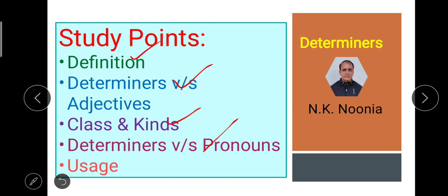The reason being, some words can be used as a determiner as well as a pronoun, and we must be capable to analyze them and, if need be, we must be capable to use the same word in 2 ways, one as a determiner, another as a pronoun. So from this point of view, this video is going to be very much important for you. So let's begin. And finally, the usage is there.